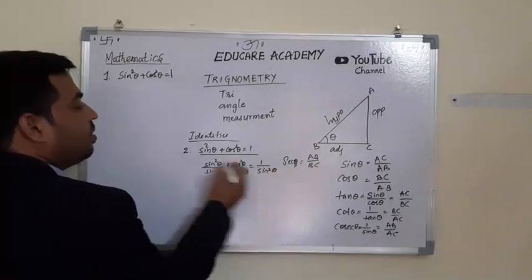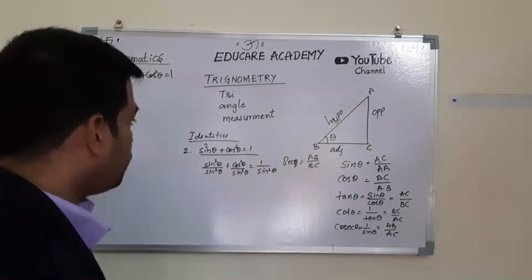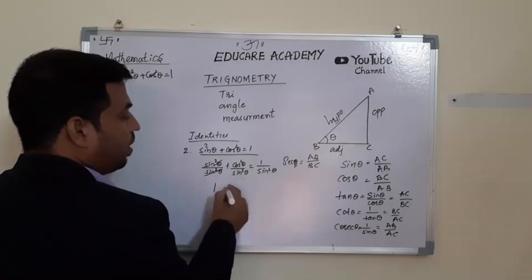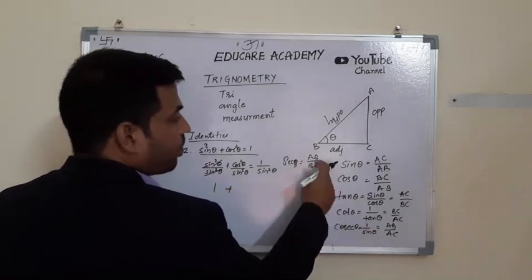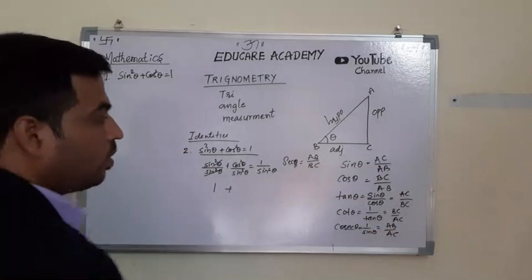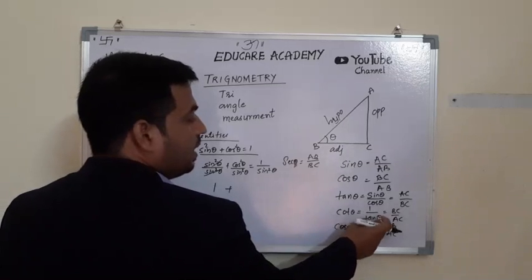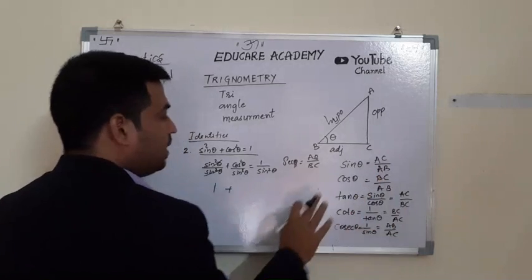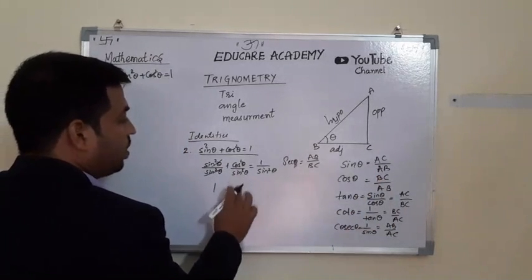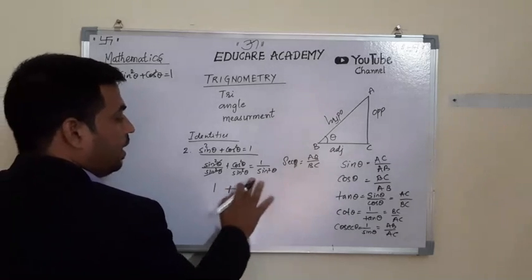If you are dividing on the left hand side, you have to divide it on the right hand side also. So sin square theta by sin square theta cancels, remaining is 1 plus cos square theta by sin square theta. How can you see? Cot is 1 by tan theta, nothing but cos theta by sin theta. So cos square theta by sin square theta becomes cot square theta.